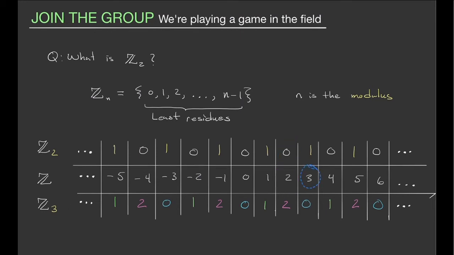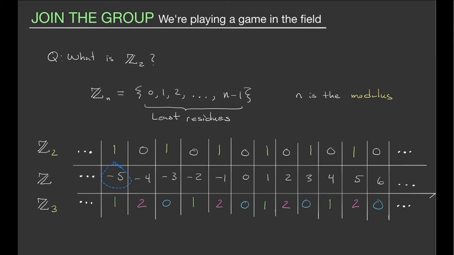Same thing with 3. 3 is not 0 or 1, so we add or subtract 2 as many times as we need until we get down to one of the least residues. The least residues, in the case of Z2, are 0 and 1. We subtract 2 from 3 till we get down to 1. With 4, we subtract 2 twice. Subtracting once would take us down to 2. But 2 is not a least residue, so we subtract it again and get down to 0.